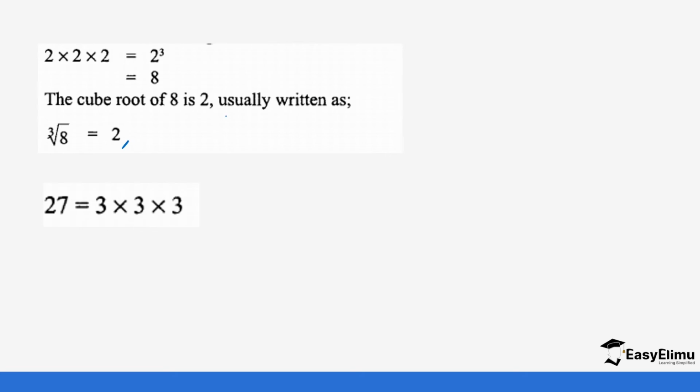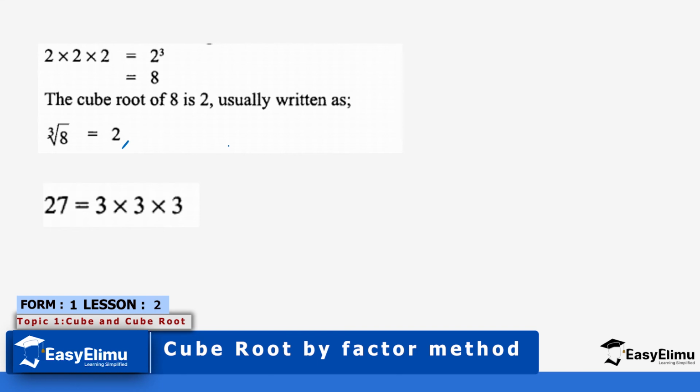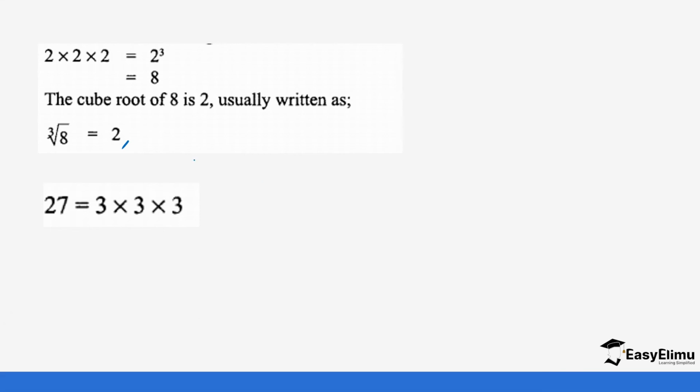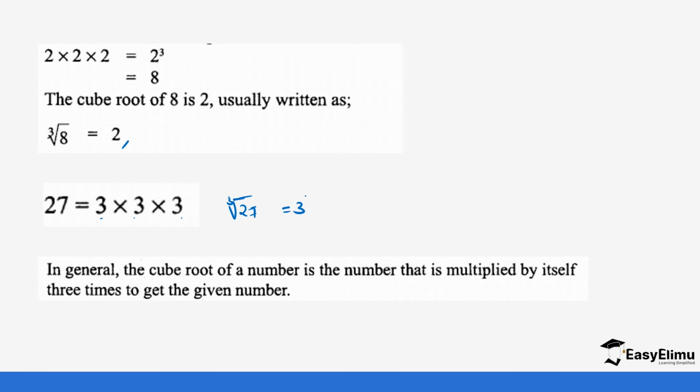So you see how important it is, for the factor method, to be able to identify those numbers which, when you multiply them by themselves 3 times, give you that specific number. In the case of 27, for example, if you are asked for the cube root of 27, you need a number that, when multiplied by itself 3 times, gives 27, which is 3 times 3 times 3. So the cube root of 27 is 3. In general, the cube root of a number is a number that is multiplied by itself 3 times to get that given number.